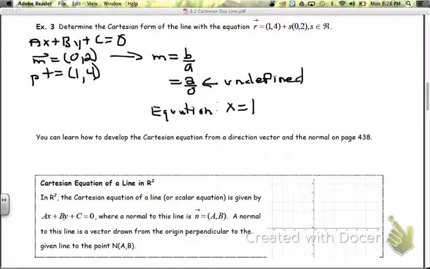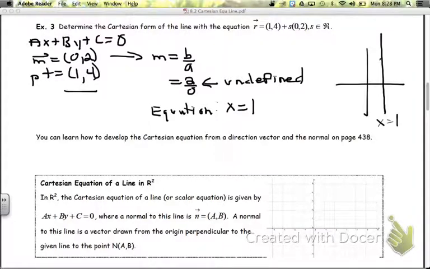Since it goes through that point at (1, 4), if we had our point over 1, up 4, say that's our point, we know since this is a vertical line that x is going to be equal to 1. So you can learn how to develop the Cartesian equation from the direction vector and the normal on page 438 if you feel so inclined.